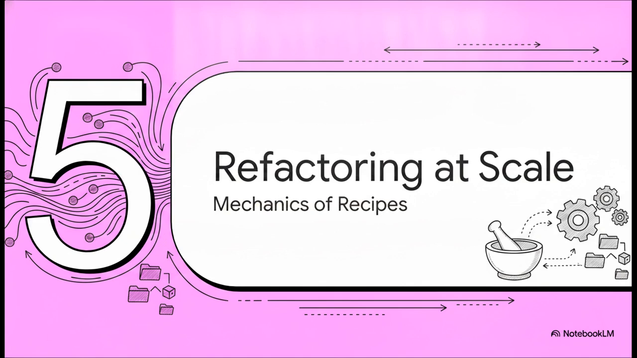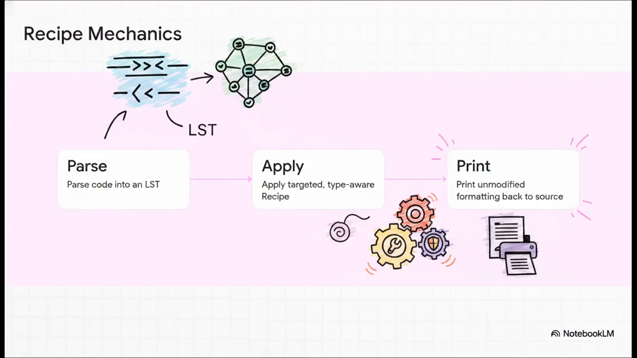Okay, Section 5, Safe Refactoring at Scale. Let's look at the actual mechanics of recipes. So OpenRewrite uses these programs called recipes that execute in a very strict phased approach. Step 1, it parses your source code into that rich LST we just talked about. Step 2, it applies a specific, targeted, type-aware recipe, like upgrading a dependency. And Step 3, it prints the code back out, keeping all your unmodified formatting completely intact. It's a brilliantly simple yet powerful loop.